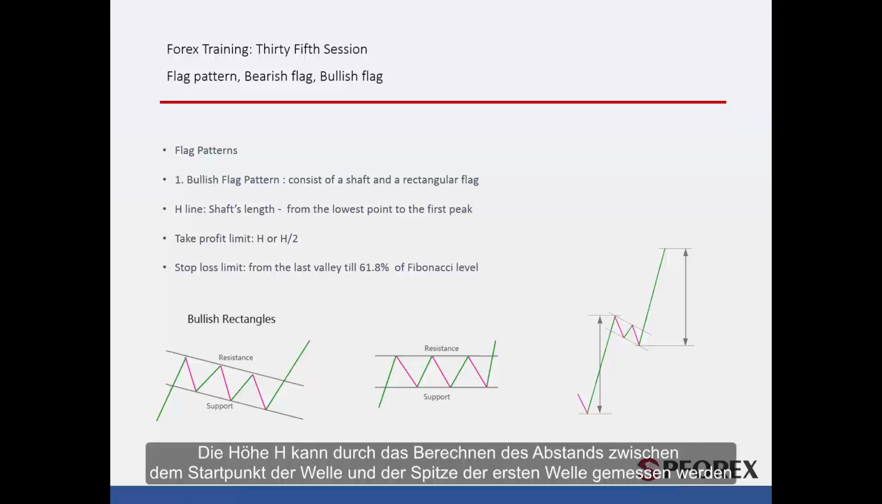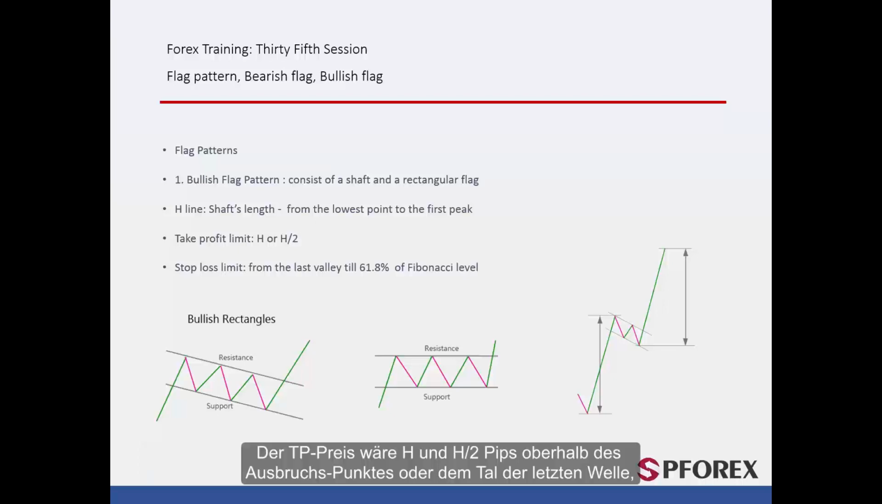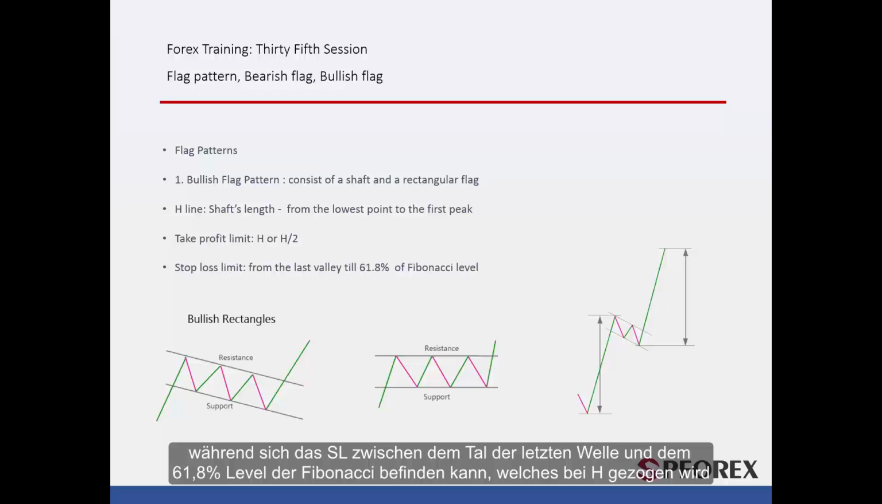Height, h, can be measured by calculating the distance between the starting point on the shaft and the peak of the first wave. TP price would be h and h2 pips above a breakout point or a valley of the last wave, while SL can be between the valley of the last wave and the 61.8% level of the Fibonacci that is drawn on h.